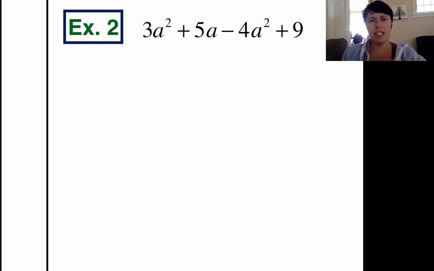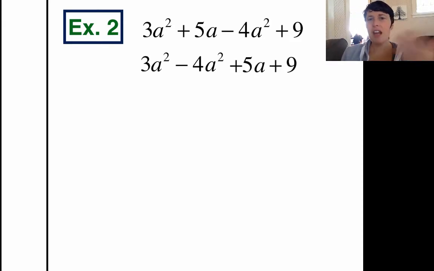Let's do an example 2. Let's simplify this: 3a squared plus 5a minus 4a squared plus 9. Okay, so first step, we need to move it around. We need to rearrange. The 3a squared and the minus 4a squared should go together. They're the same thing. But then the 5a and the plus 9, they don't really go together. They're kind of on their own. So I'm just going to add them there, plus 5a plus 9. Now I can put the 3a squared minus 4a squared together.